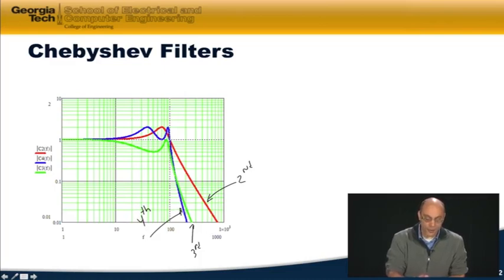Now you can see that increasing the order, as we would expect, increases the steepness of the slope in the stop band. Increasing the order also increases the amount of ripple in the pass band. The third-order filter has 3 bumps in its pass band, 1, 2, 3, and then down. The second-order filter has 1, 2, and then down into the stop band, while the fourth order has 1, 2, 3, 4, and then into the stop band. So we get a steeper slope in this region by increasing the order of the filter at the expense of more ripple in the pass band.